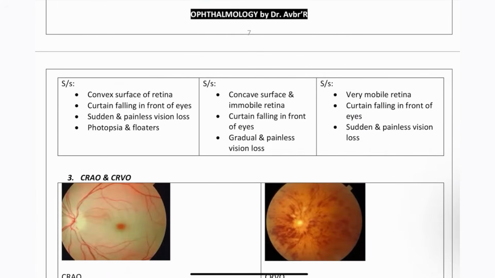Every patient will be having the same symptoms, guys. Curtain falling. But the difference here is that sudden, painless loss of vision will be seen in the patients of the rhegmatogenous type. And in the patients of the tractional type, it is a gradual vision loss. And again, sudden painless loss of vision is seen in the exudative type. But in the exudative type, on examination, you are going to see the fluid. So that is the difference. You have to differentiate from this condition.